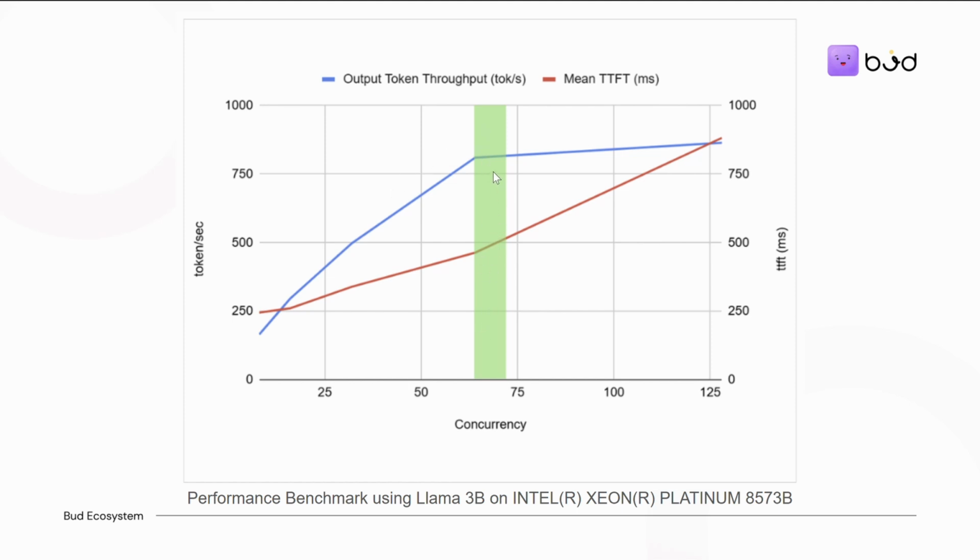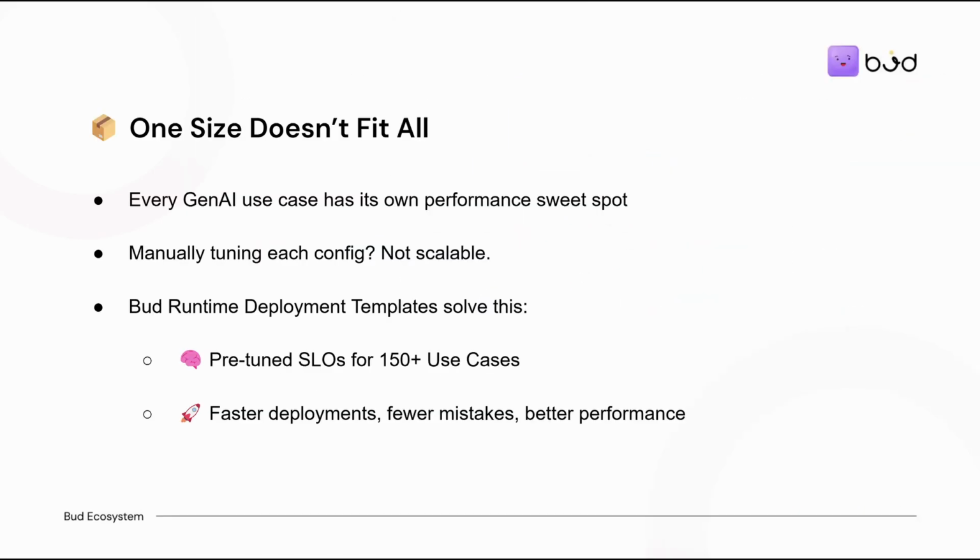And this is just one example. There are hundreds of use cases out there, each with different optimal parameters. Trying to remember the ideal configuration for every single one just isn't practical. That's why we introduced deployment templates in Bud Runtime. Deployment templates are pre-tuned configurations designed for different Gen AI use cases. They help ensure that every deployment is optimized for its specific workload, whether it's a chatbot, summarizer, or code assistant.